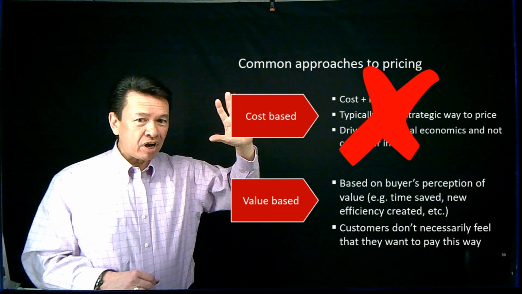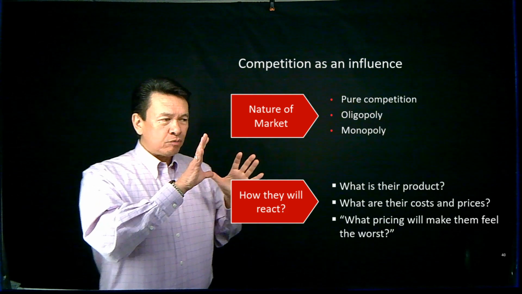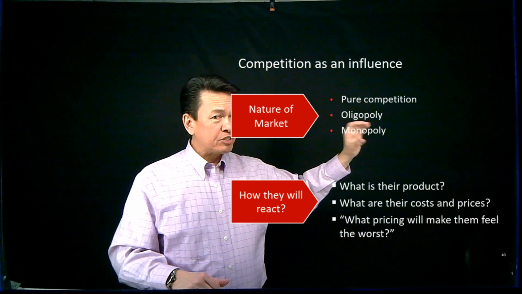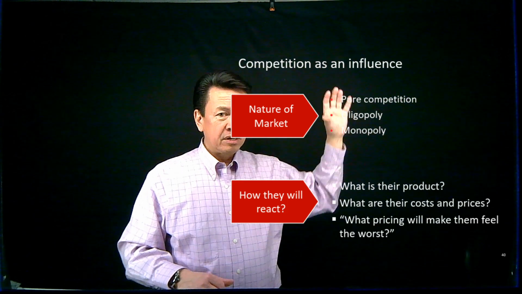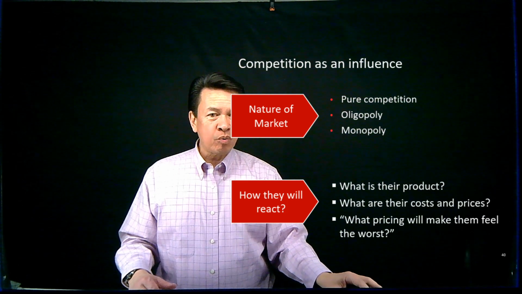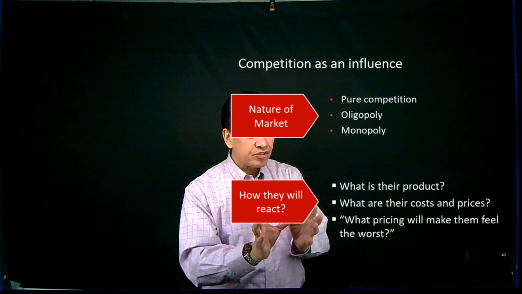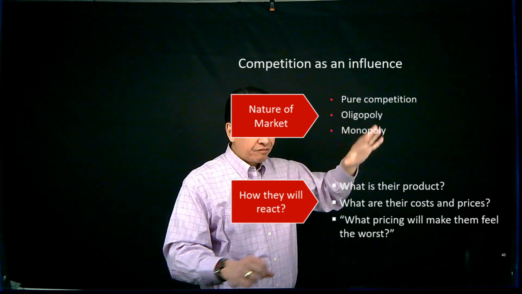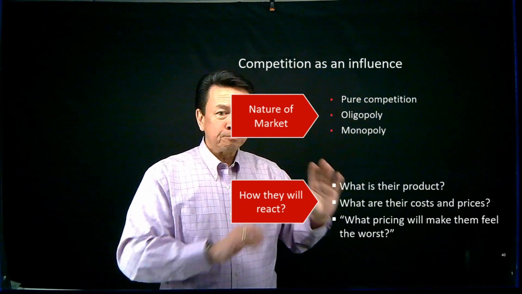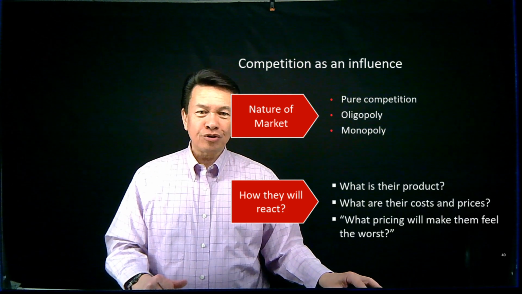So don't think of a cost base, but look at it from a value base. What does that typically look like? What I really would want you to look at is competition. Look at competition as an influence. Now if someone has a monopoly, it's going to affect how it looks. But if it's pure competition, what does that look like? Where are your competitors? What is their product? If you can, figure out what their costs are and also what their prices are. You definitely figure out what their prices are, but if you can figure out what their costs are, that's fantastic as well. And then what pricing will make them feel worse, but also how do you feel about your pricing?